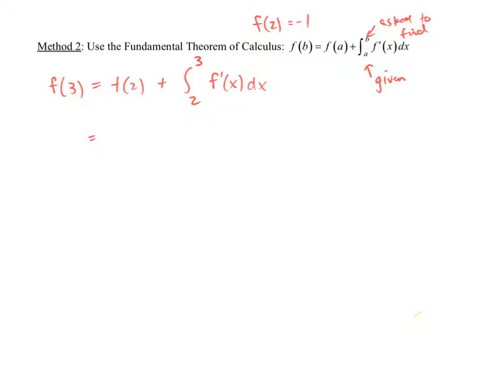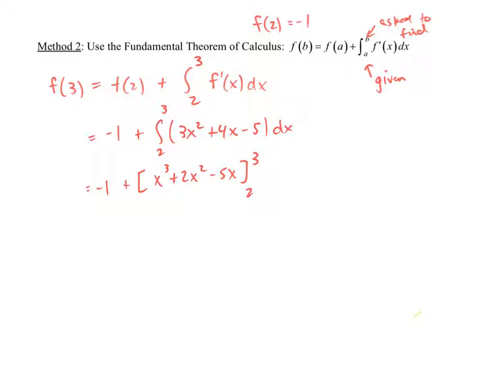Okay, so plugging in the information I know that's specific to this problem, f of 2 was negative 1, plus the integral from 2 to 3 of f prime of x dx, which was my 3x squared plus 4x minus 5. Now, using the fundamental theorem of calculus to find this definite integral, I need the antiderivative, which is x cubed plus 2x squared minus 5x, and I'm going to evaluate that from 2 to 3. And this negative 1 is just floating down to the next line in each step.